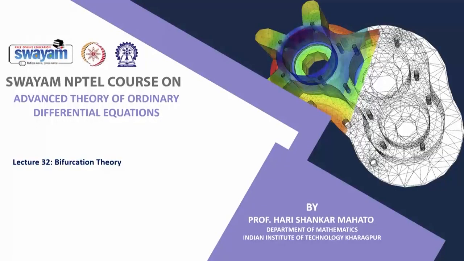Hello students, in the previous class I started with bifurcation theory, but not in detail. So I wanted to give one example on a closed circuit. We saw the Poincaré-Bendixson theorem, how it talks about the boundedness of the solution, and based on which we also obtained something related to closed orbits. But today we will actually start in detail about bifurcation theory.